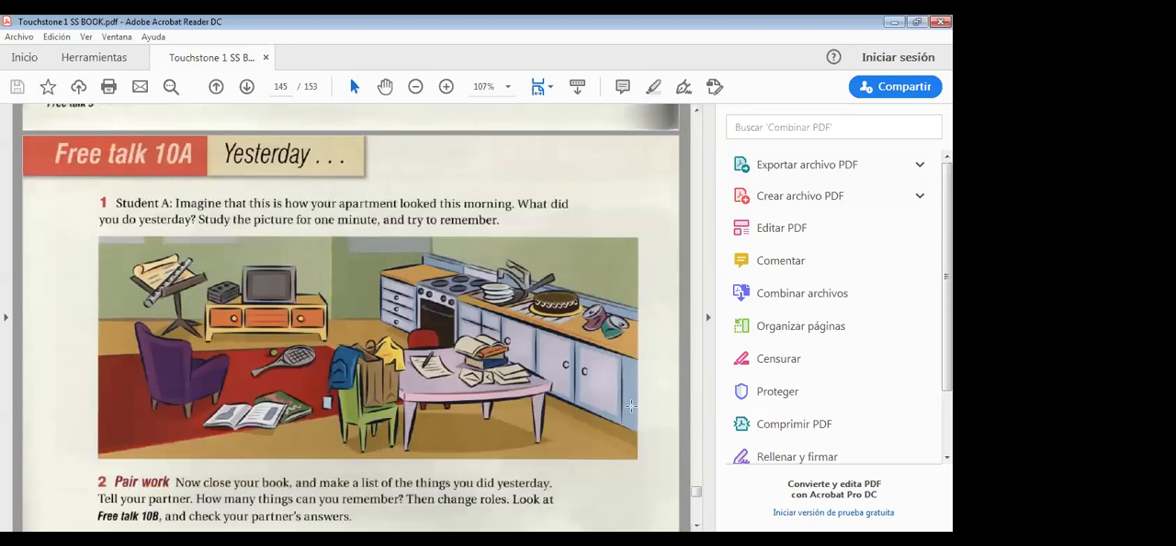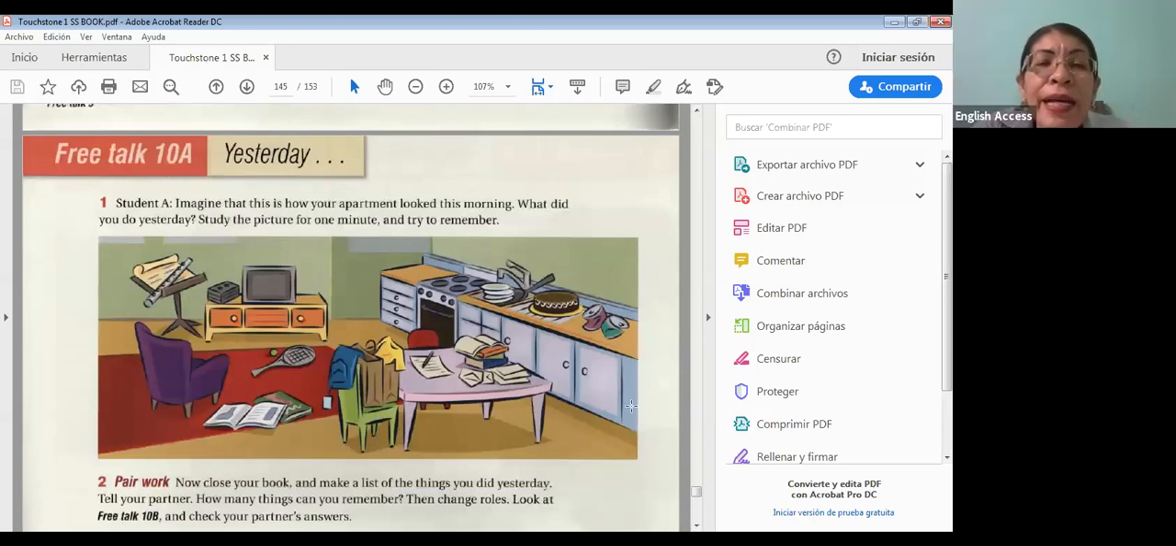Yes. Okay. Here it says, imagine that this is how your apartment looked this morning. What did you do yesterday? Study the picture for 1 minute and try to remember. So, I want to do this. I'm going to trust you, Luis. Pay attention.